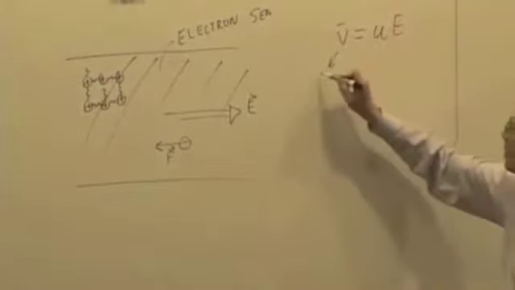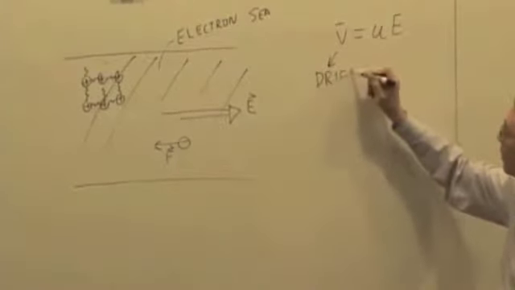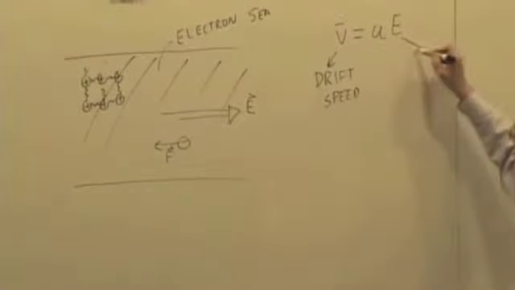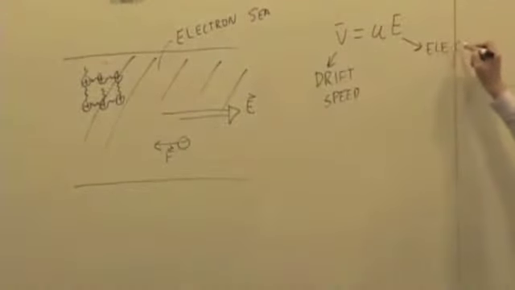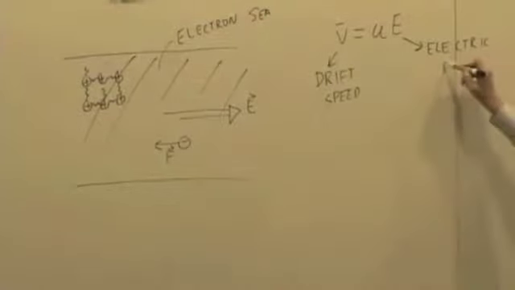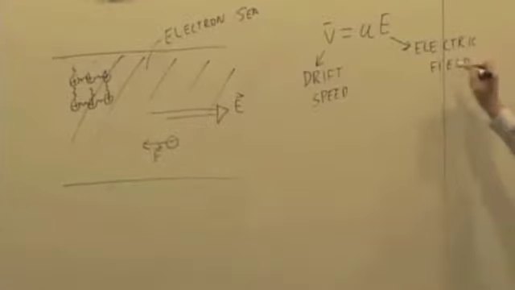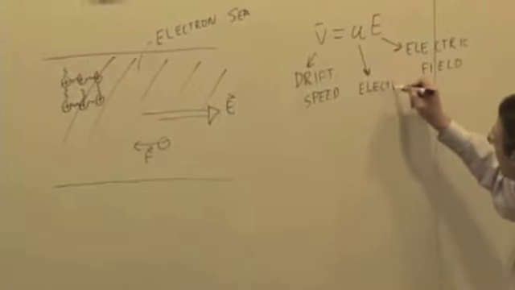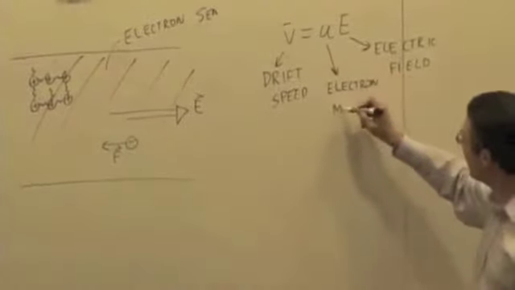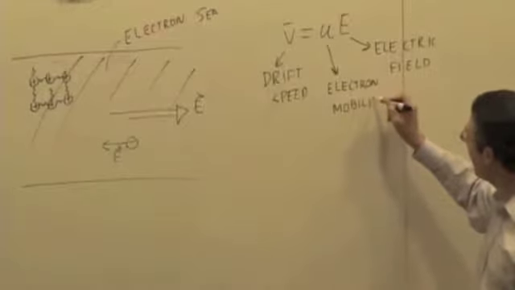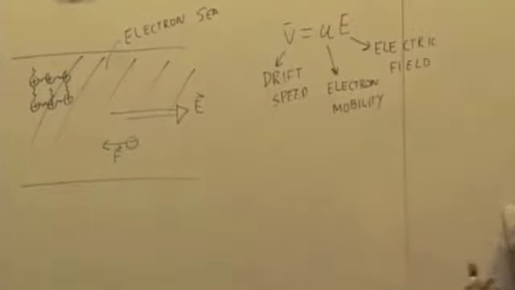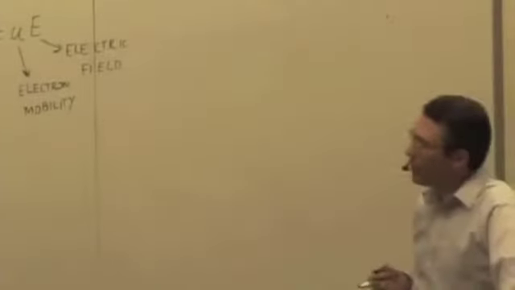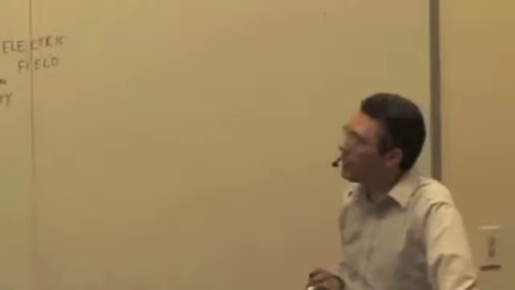So, drift speed of mobile electrons. This is the electric field. And this is called the electron mobility: how easily the electrons can move through a particular conductor given a particular electric field. It's a property of the material.